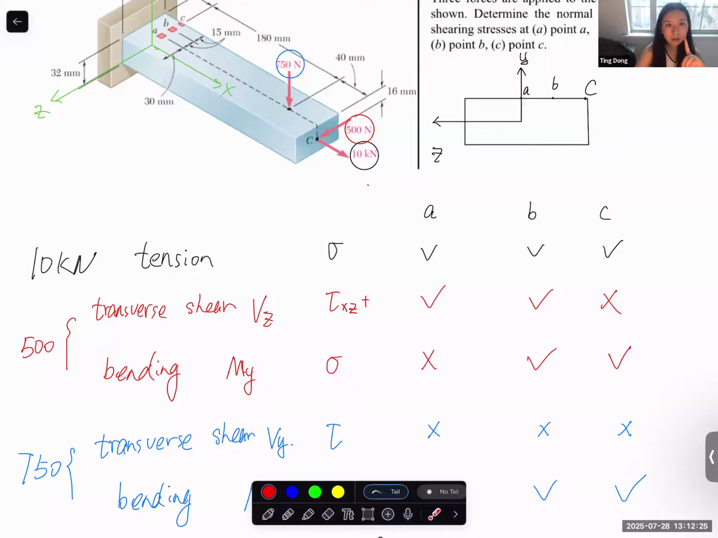If we are checking this force and let's assume that I ask a point here for this force. Now this becomes the T.